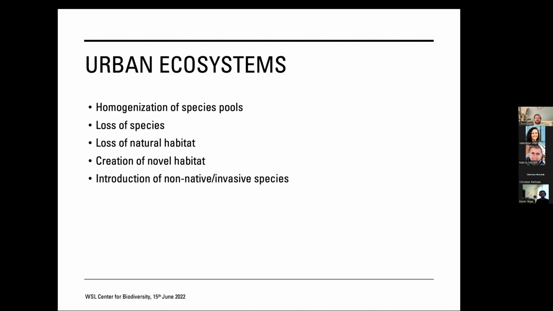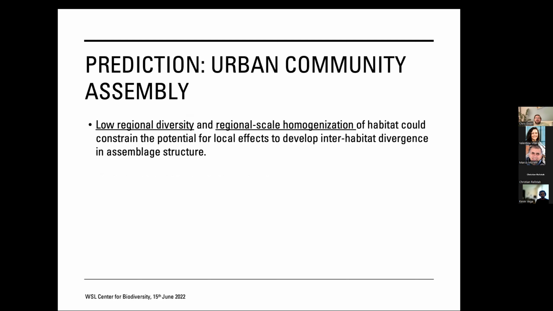So what we predicted is that low regional diversity and regional scale homogenization of habitat could constrain the potential for local effects to develop interhabitat divergence in assemblage structure. And I'm going to show you how this works.